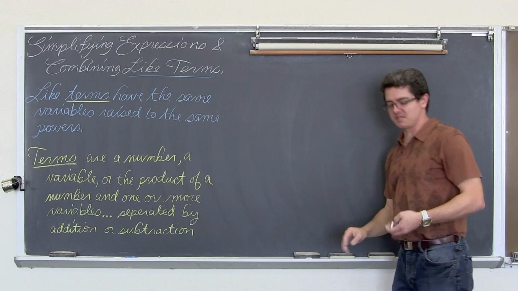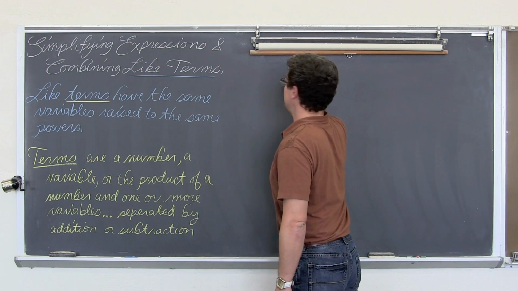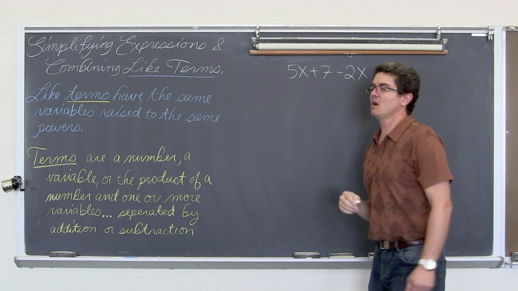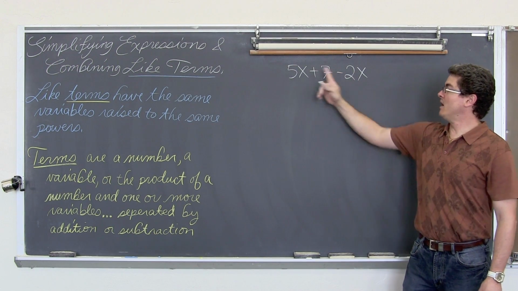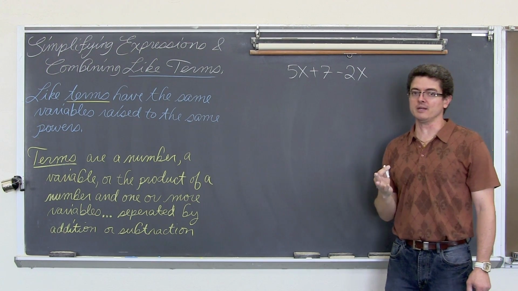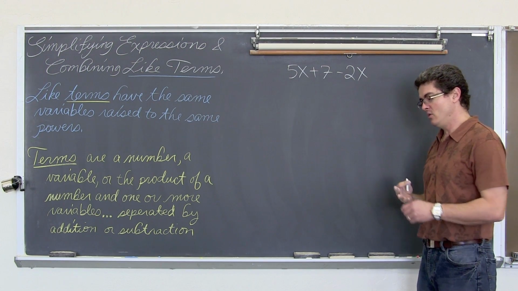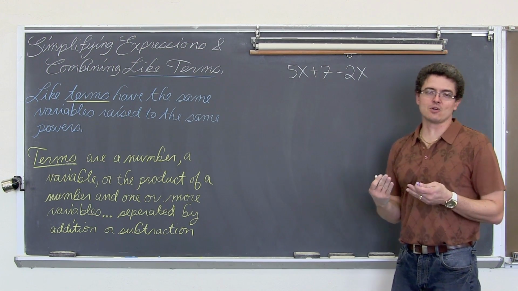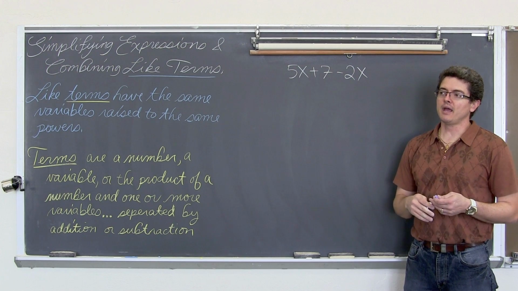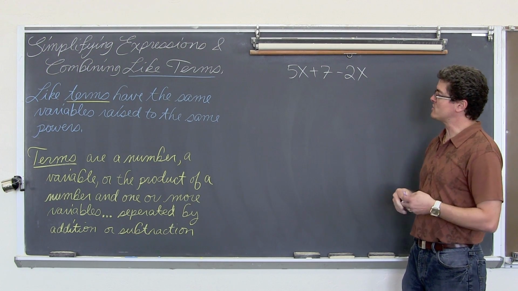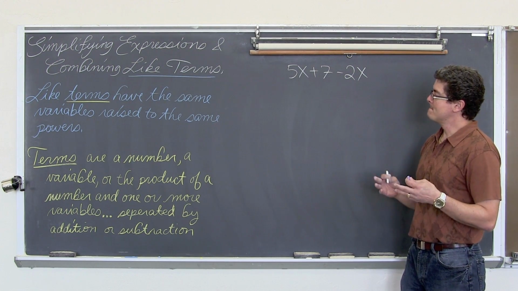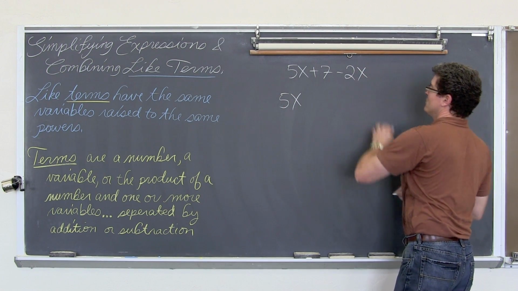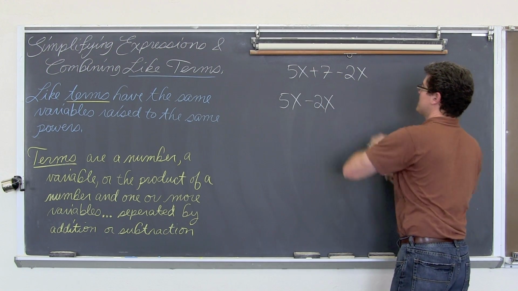Okay, so let's do our next example. We have 5x plus 7 minus 2x. Okay, so we have like terms of 5x and 2x, but they're separated. Now, you have a choice. You can just move the terms around and put those x terms together, which I'll do in my first example, and then I'll rewrite this and show you another way of writing it. It's going to look like this: 5x, negative 2x, and then plus 7.